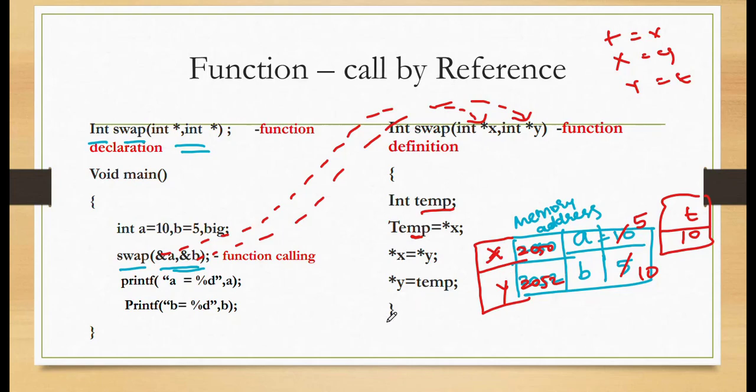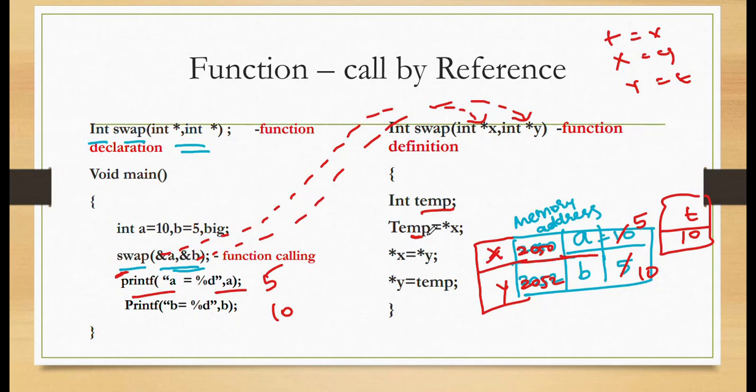Once it is done, it returns to the main function. I didn't return anything, so it comes back to the main function and executes printf of a. Now what is the value of a? Because the address in x is the same as the address of a, whatever change is done through x will be reflected in the variable a. So the a value is 5 and the b value is 10 now.